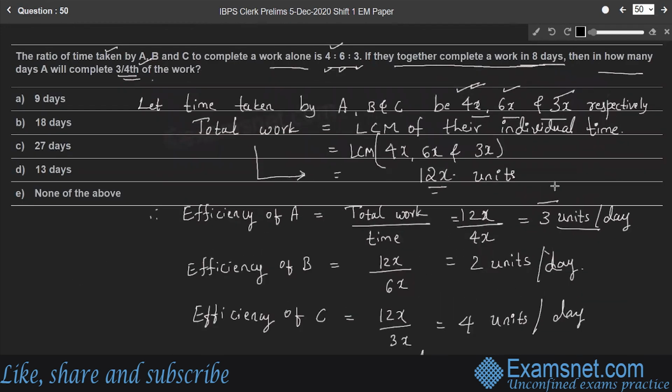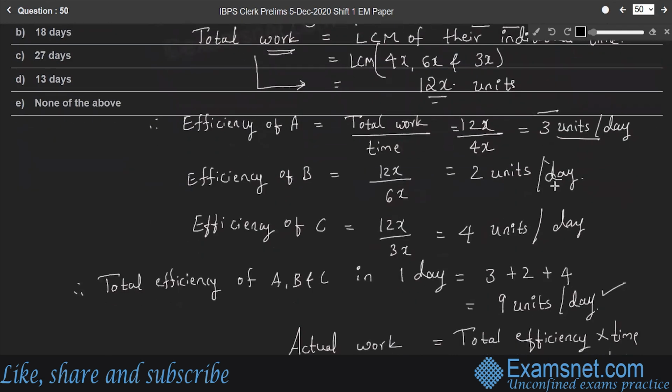I'll repeat once again. According to the question, the ratio of time taken by A, B, C alone is 4:6:3. So, let the times be 4x, 6x and 3x respectively. And LCM of their times is nothing but total work. Right? So the LCM is 12x. Therefore, total work is 12x units. So, efficiency of A becomes total work by time, hence it is 3 units, whereas efficiency of B is 2 units, of C is 4 units.